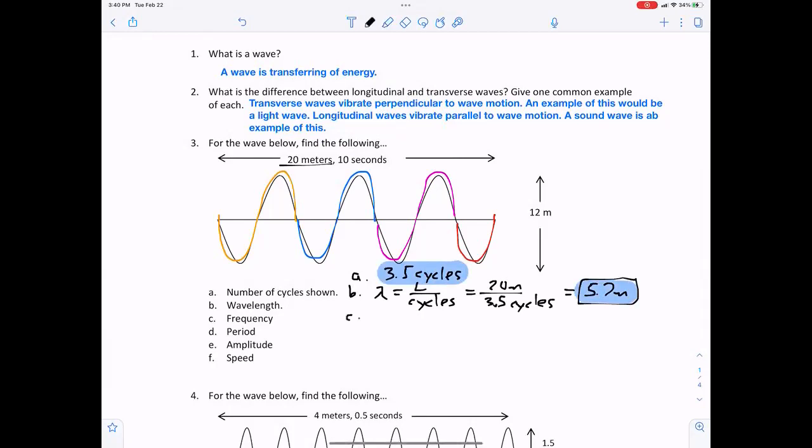Part C, frequency. Well, the frequency can be found by taking the number of cycles divided by the measure of time. So there are 3.5 cycles. And if we divide that by 10 seconds, we're going to get the number of cycles per second, or the frequency, 0.35 cycles per second, or 0.35 hertz.